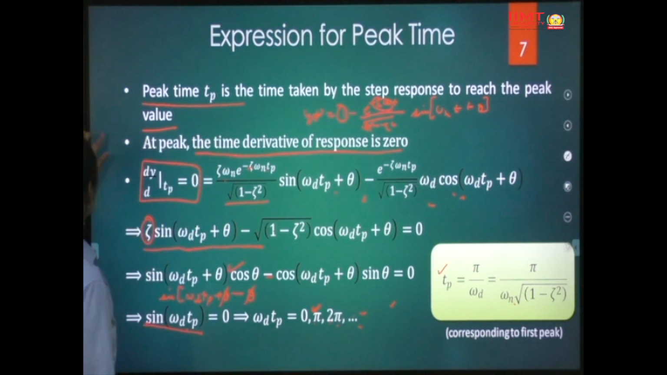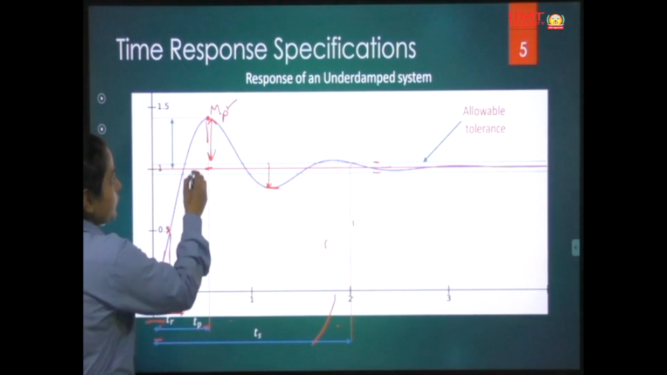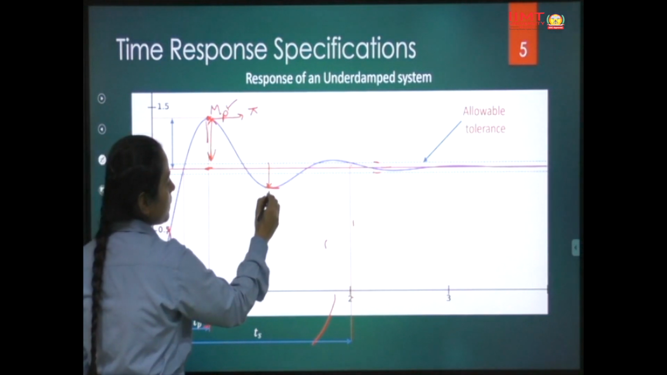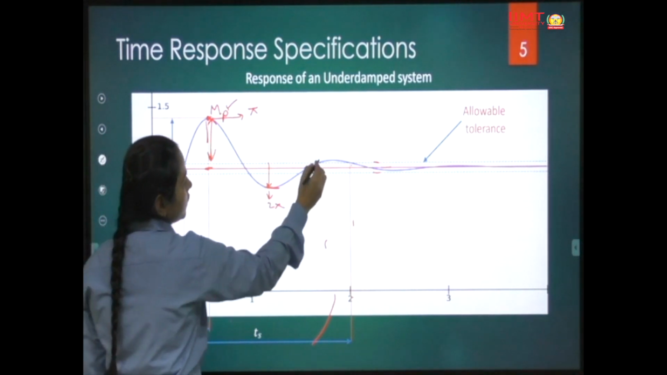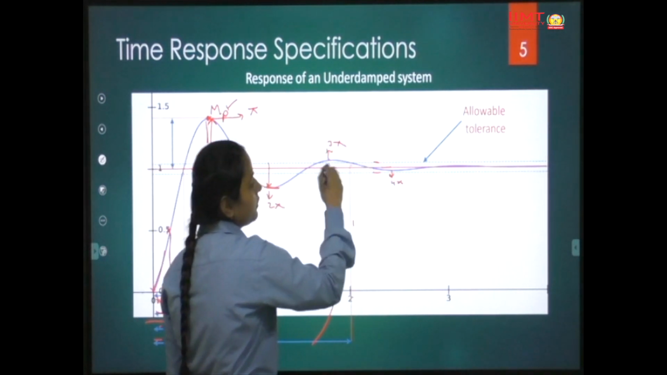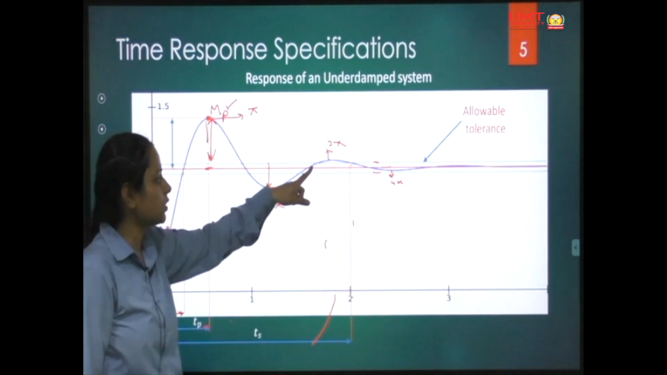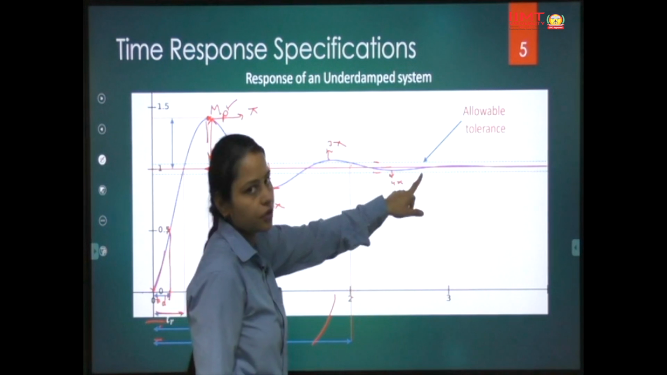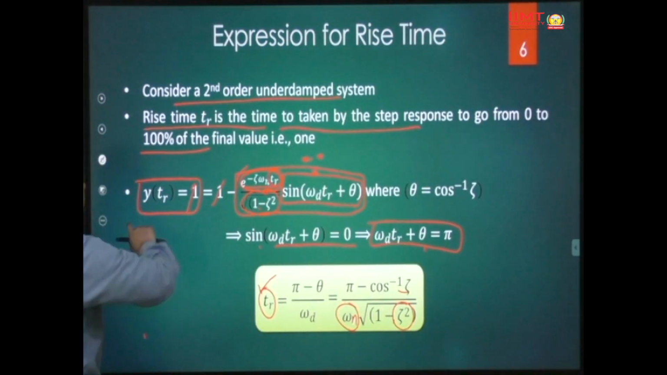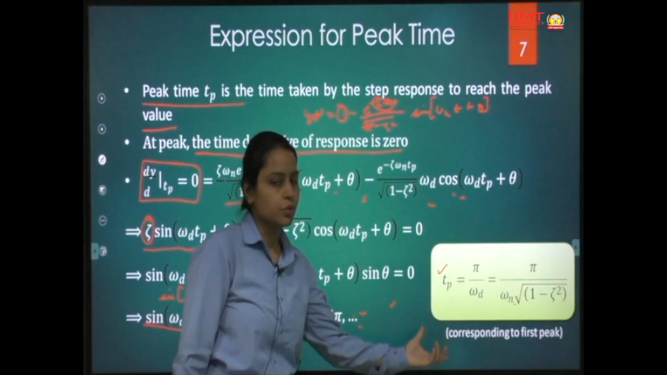So for this particular diagram, if we see this, for this the value is pi, and for this it is 2 pi, for this peak it is 3 pi, for this undershoot it is 4 pi. So this is for peak time, this is for first undershoot, this is for second peak, this is for second undershoot, and similarly for the next values. So in this way we can calculate the time for all the shoots, overshoot or undershoot.